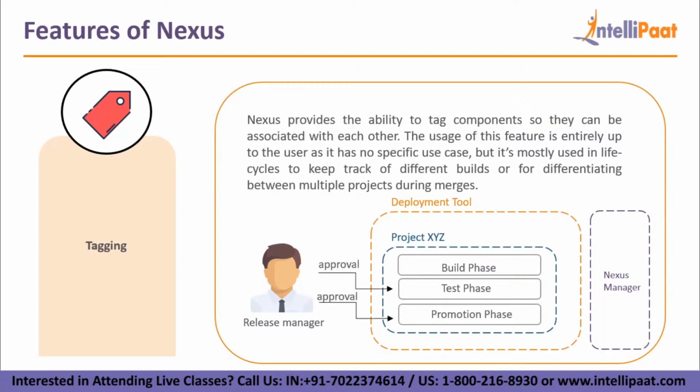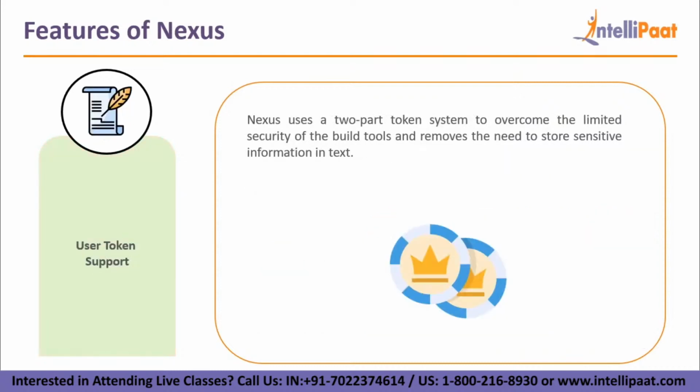For example, a release manager provides approval for a test phase and promotion phase, and only then will they be sent to the Nexus manager to be stored. User token support. Nexus uses a two-part token system to overcome the limited security of the build tools and removes the need to store sensitive information in text format. What this basically means is that whenever you connect your Maven to your Nexus, you're storing essential information, like your username and your password, inside a settings.xml file, because you need this file to connect your build tool to your Nexus. Example of Maven.